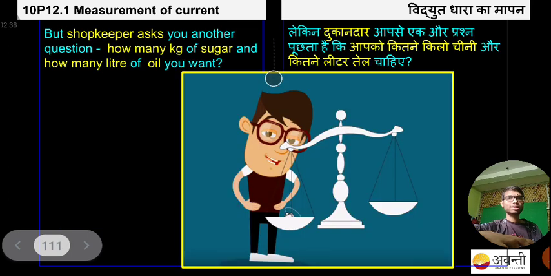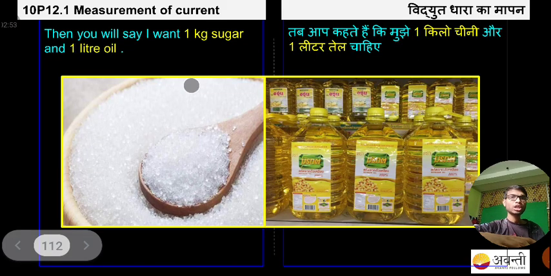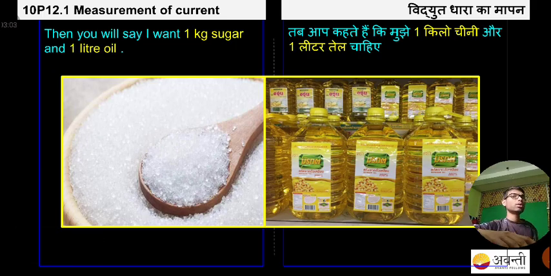But the shopkeeper asks you another question: how many kg of sugar and how many liters of oil do you want? Then you would say 1 kg, half kg, whatever your requirement is. Then you will say, I want 1 kg sugar and 1 liter oil. So the shopkeeper will give you 1 kg sugar and 1 liter oil.